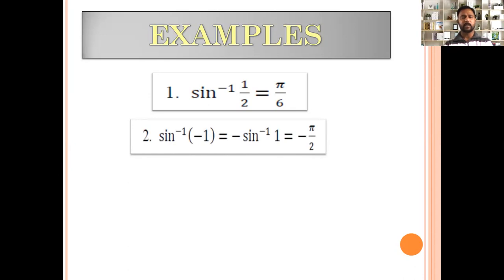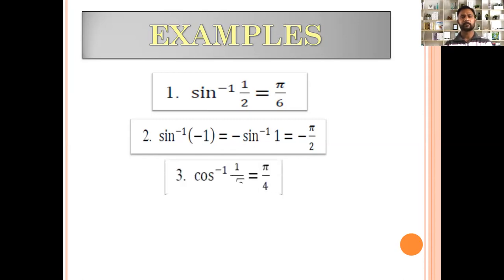Consider a negative real value, sine inverse of minus 1. Just now we saw sine inverse of minus x is minus sine inverse x. Therefore, sine inverse minus 1 can be written as minus sine inverse 1. Now, the minus is there. What remains is sine inverse 1. For which angle is the value of sine 1? Very good. For pi by 2. Therefore, the answer is minus pi by 2.